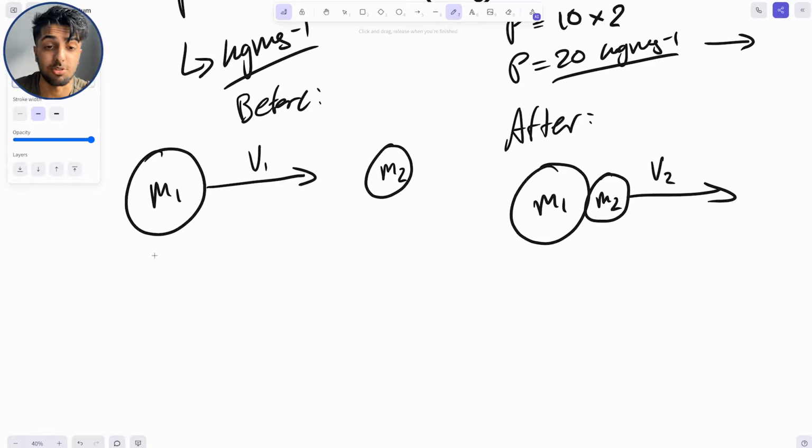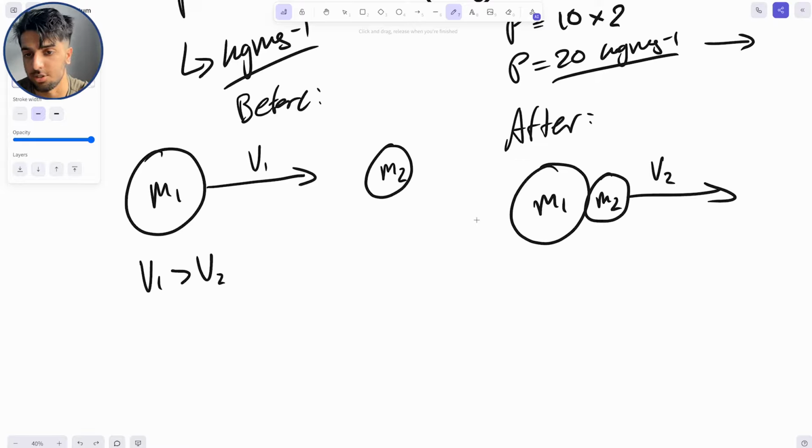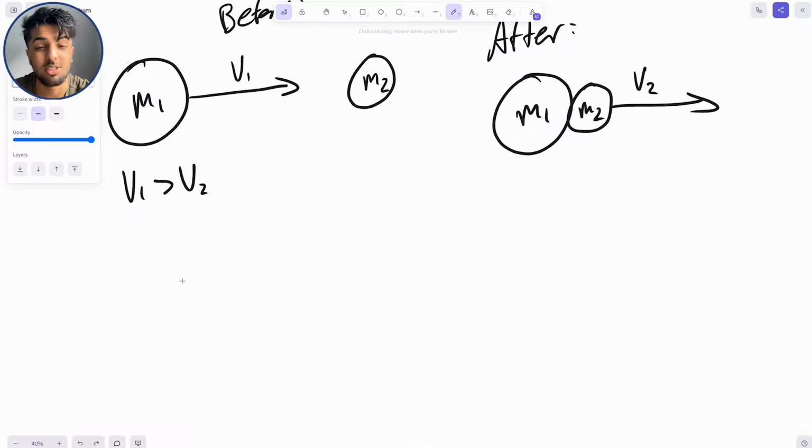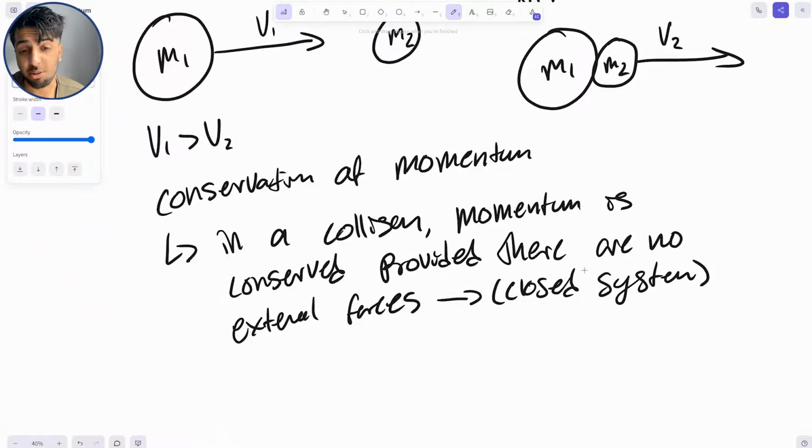And so due to conservation of momentum, v1 is greater than v2, as the total mass of this is now larger, because it's now m1 plus m2, whereas the mass of this is significantly smaller, because it's just m1. From this we can gather the law of conservation of momentum, which is, in a closed system, momentum is conserved provided there are no external forces, aka it's a closed system.